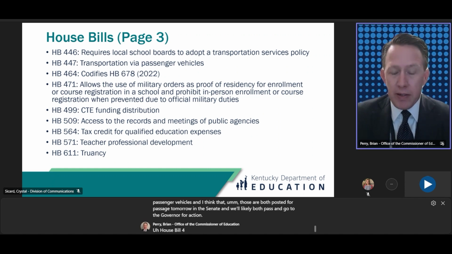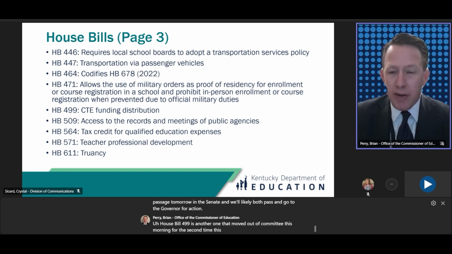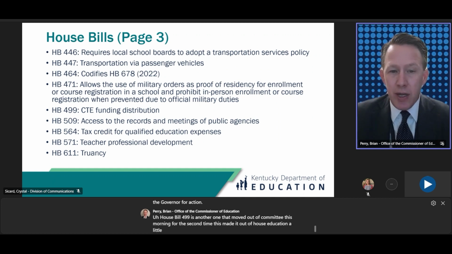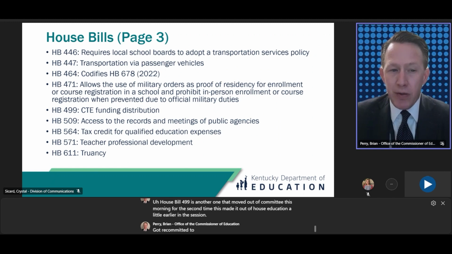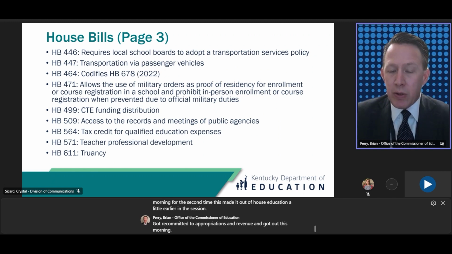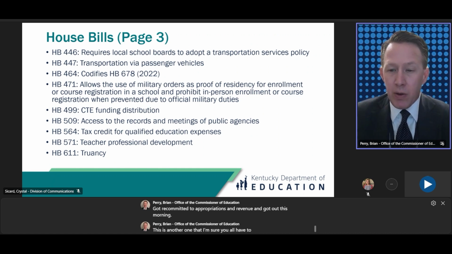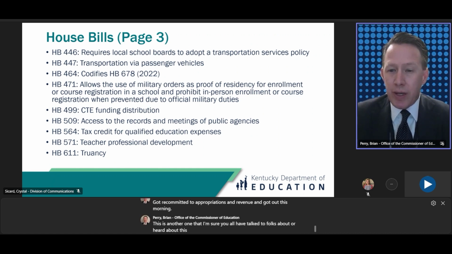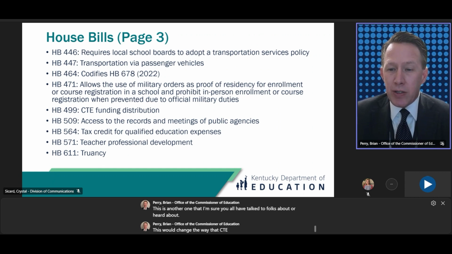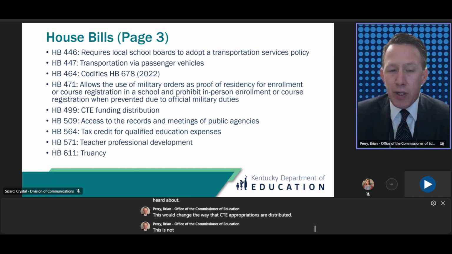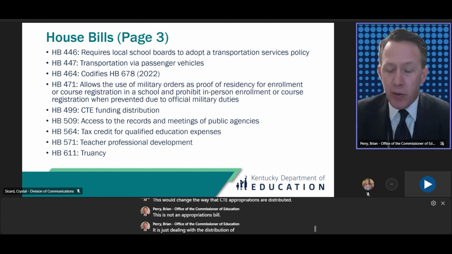House Bill 499 is another one that moved out of committee this morning for the second time. This made it out of House Education a little earlier in the session, got recommitted to Appropriations and Revenue, and got out this morning. This is another one that I'm sure you all have talked to folks about or heard about. This would change the way that CTE appropriations are distributed. This is not an appropriations bill. It is just dealing with the distribution of a potential appropriation.